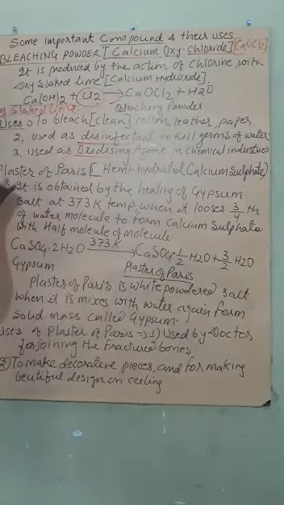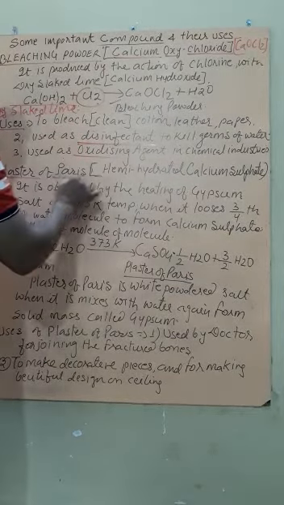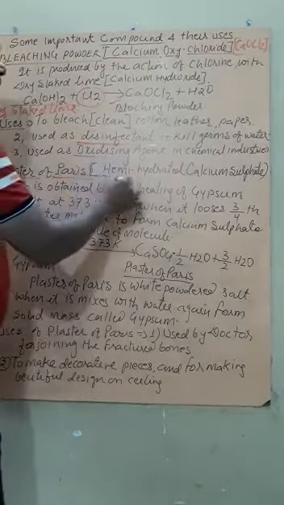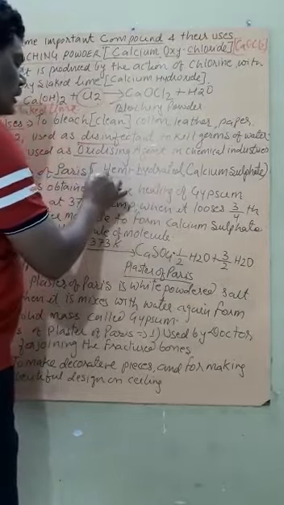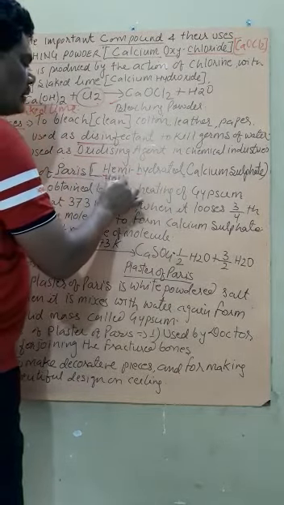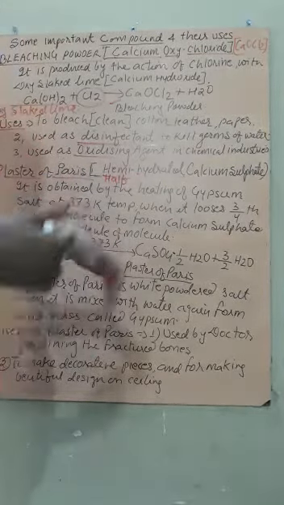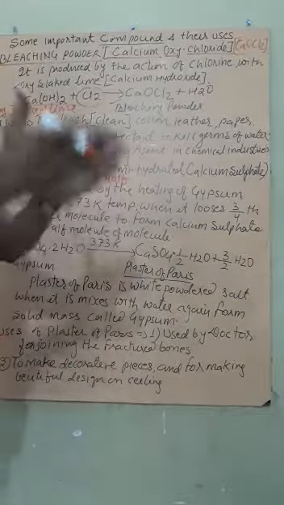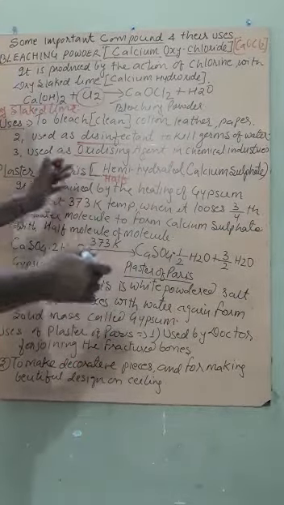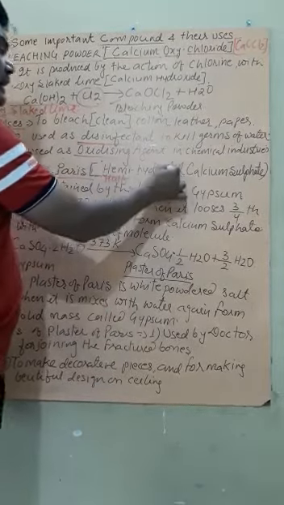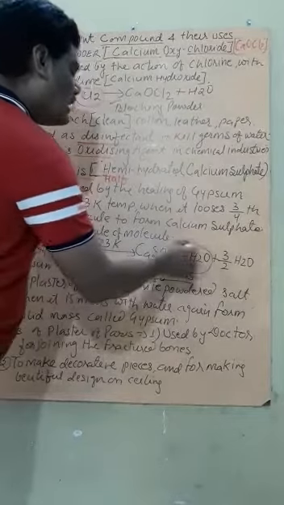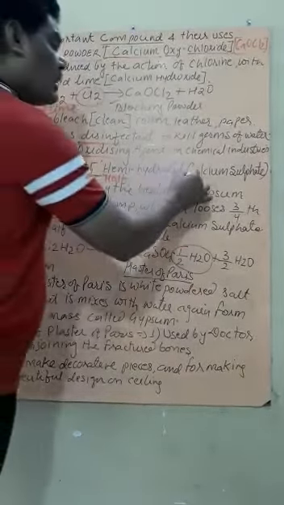One more compound is called plaster of Paris. Again, you know it very well. Okay, this is called hemihydrate. Hemi means half, like we call hemisphere, that is, half of the sphere. Therefore, the term hemihydrate means half a molecule of water. And which salt? Calcium sulfate salt.